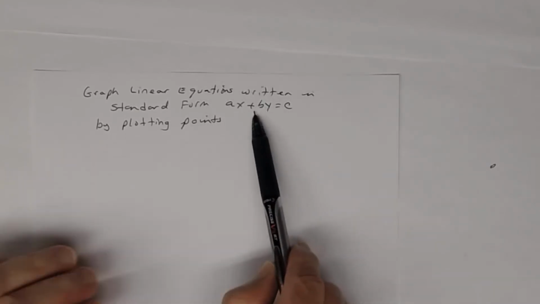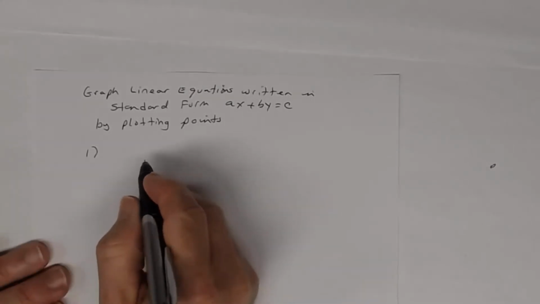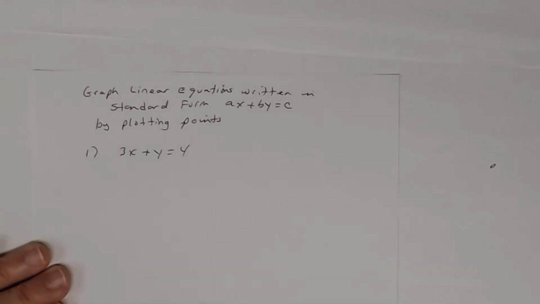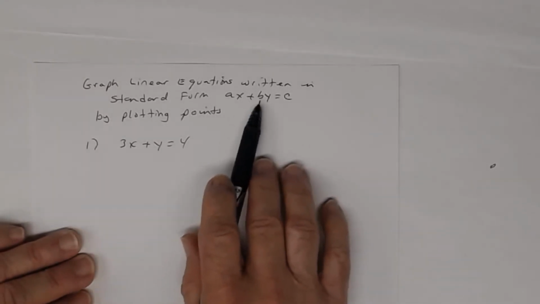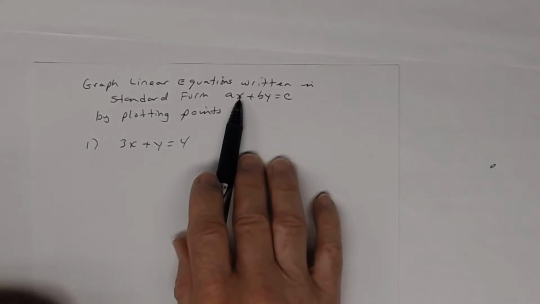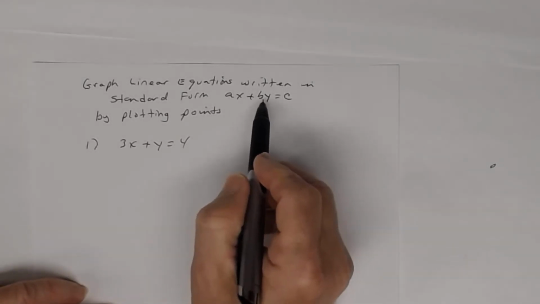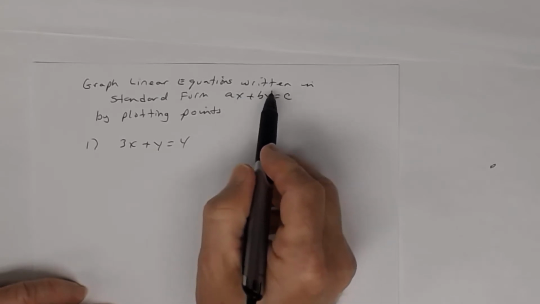It'll look like this. For example, in number 1, we have 3x plus y equals 4. So we have this linear equation. Now remember what we mean by linear equation. What makes it linear is the fact that the exponents of both the variables x and y are 1. You have that implied 1 there.